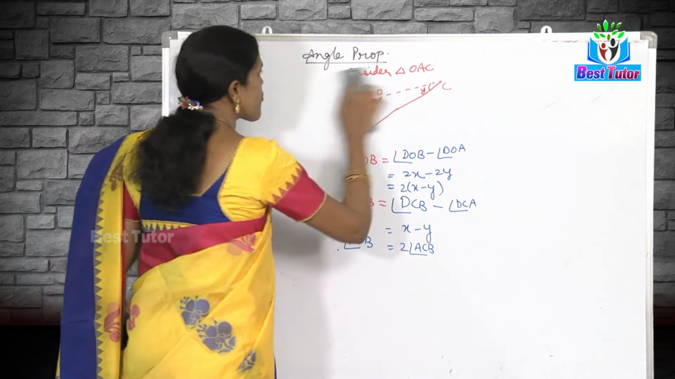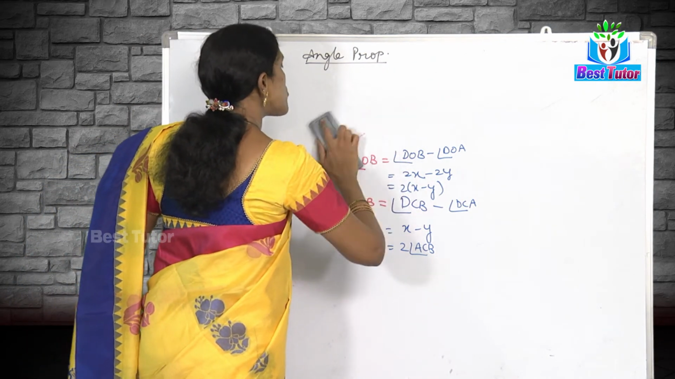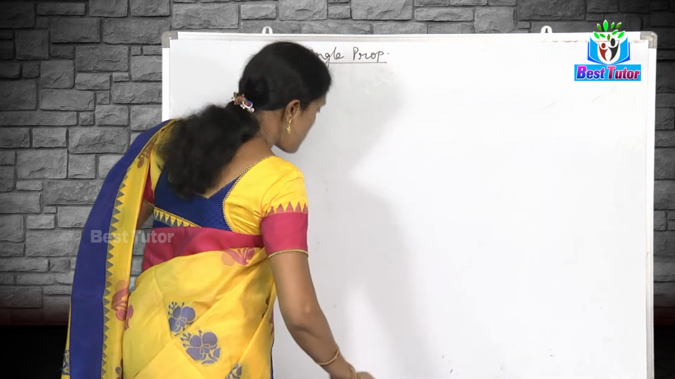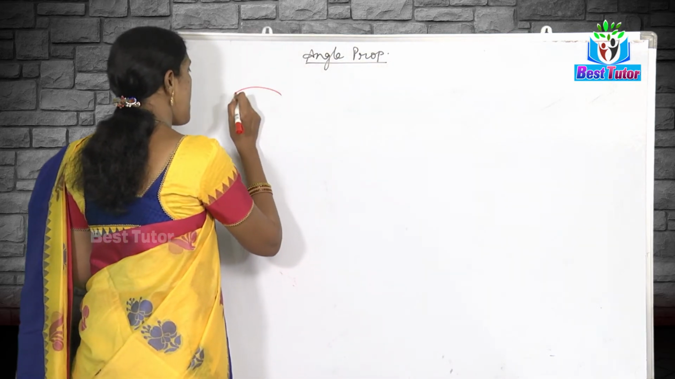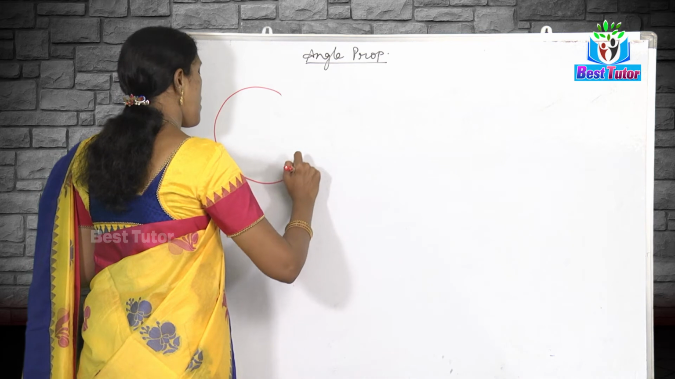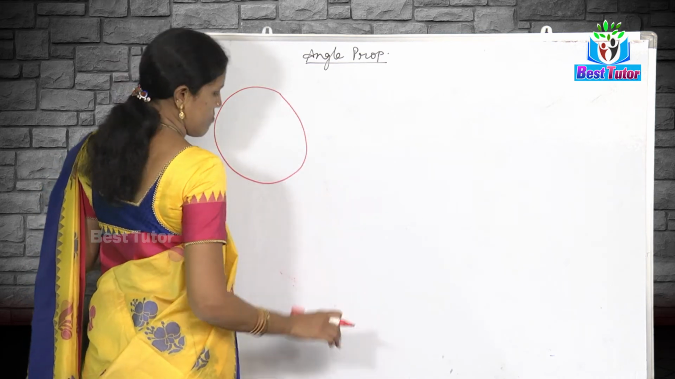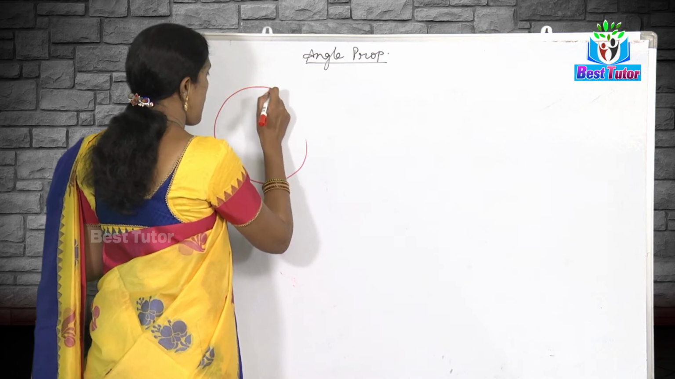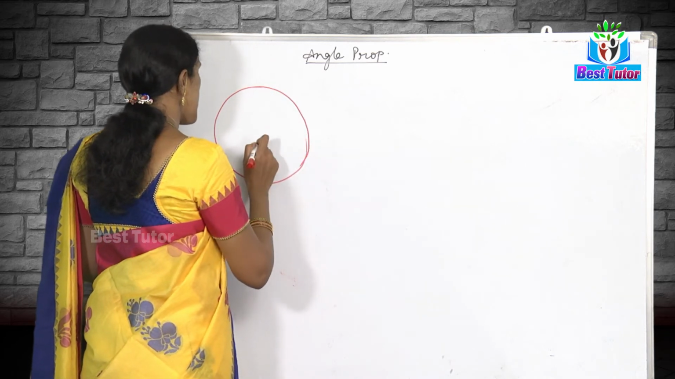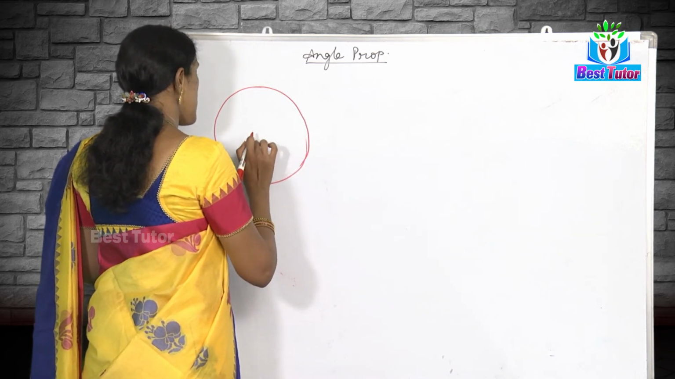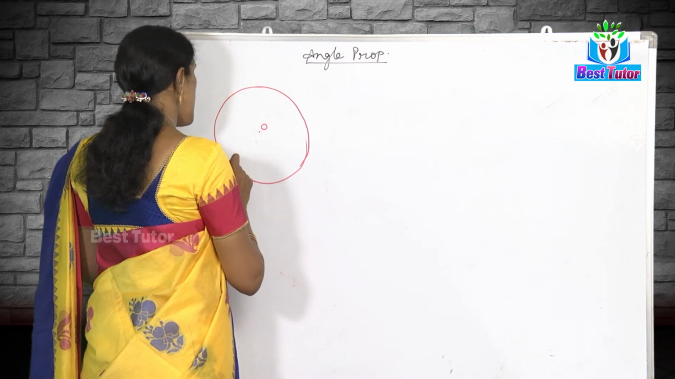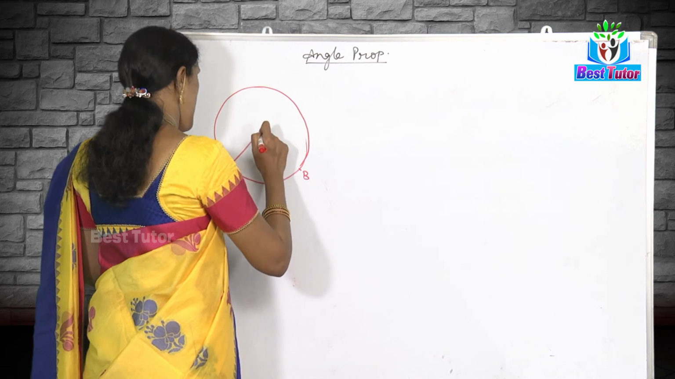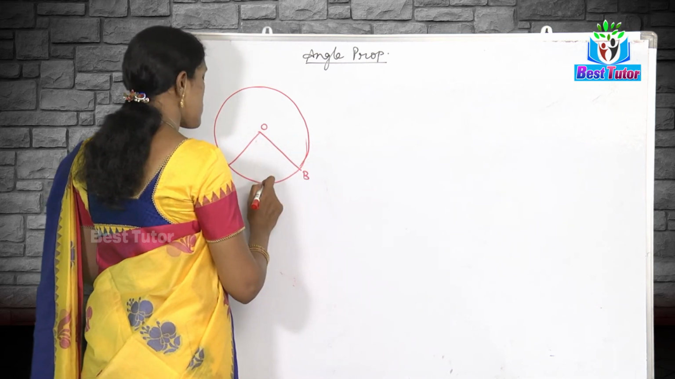I hope the theorem proof is clear. I am going to move on to the next possibility. Next possibility is, I consider this circle. In this circle, this is the center O and this is the arc AB. I consider the point C here.